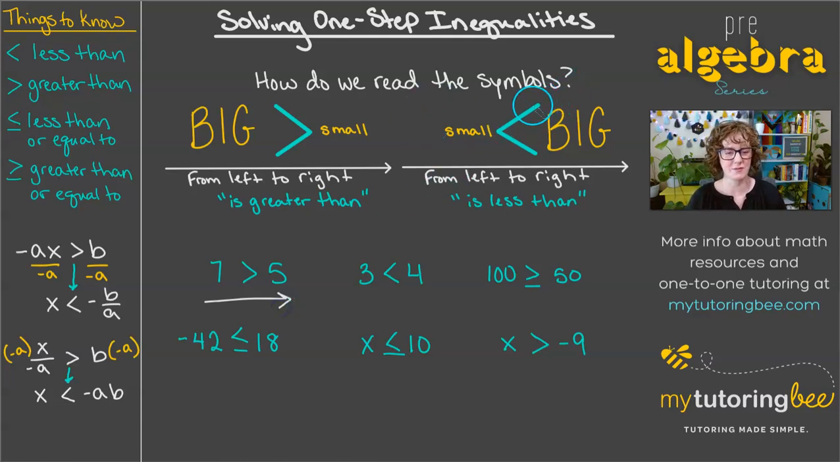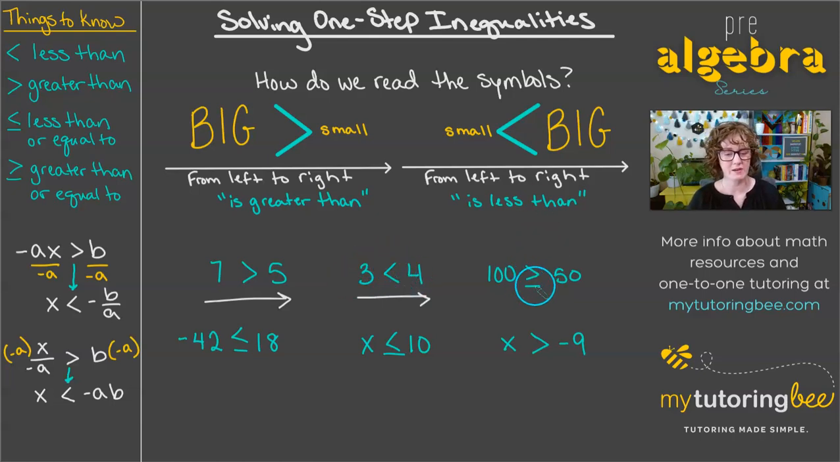Okay, and then on the flip side of that, when our symbol is pointing the other way and our smaller number is first, followed by our bigger number, we would read is less than, right? So the second example is an example of that. So we would read 3 is less than 4. So we're just always reading from left to right. So either your first number is going to be greater than the next number, or your first number is going to be less than your next number.